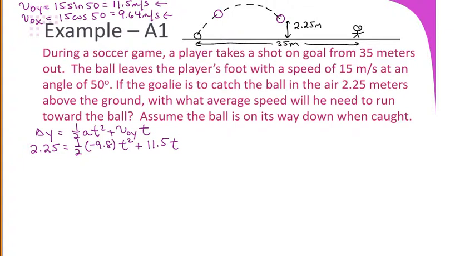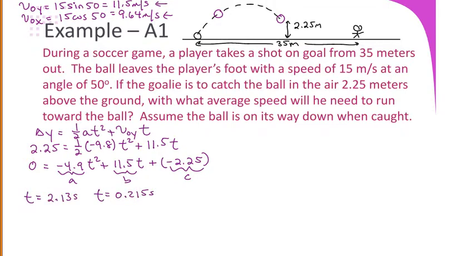So here's where we will rearrange this equation into standard form and use our quadratic equation solver, either on our calculator or on the web, or if need be, we'll use the quadratic equation. When we bring that 2.25 over, that's going to be negative. So my value for C is going to be a negative number, B is going to be a positive number, and A is going to be a negative number.